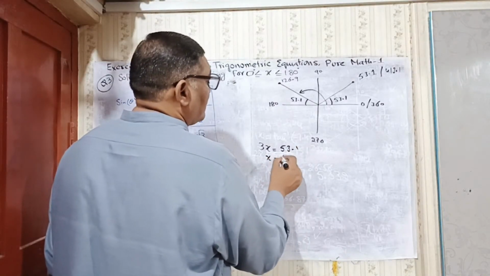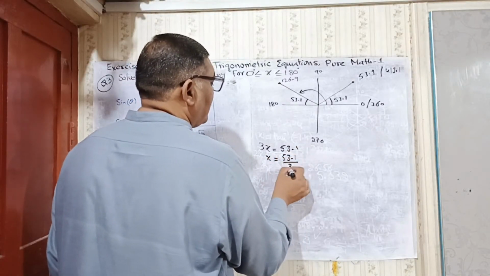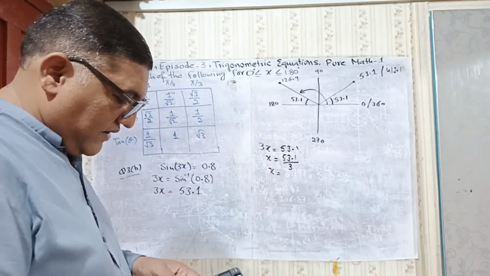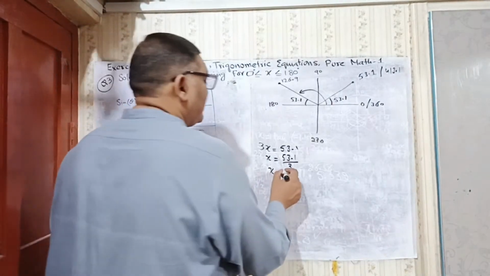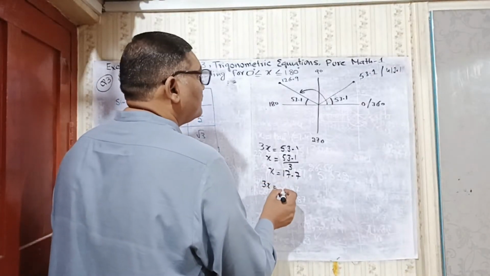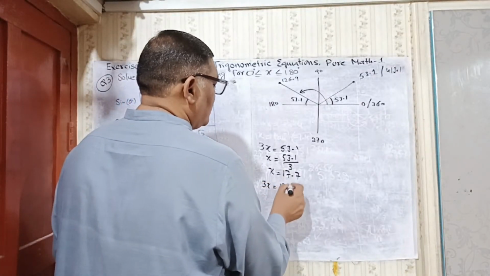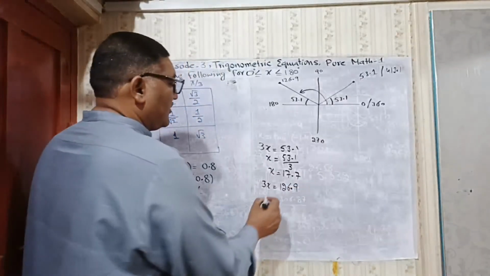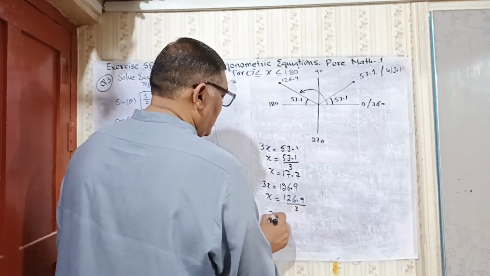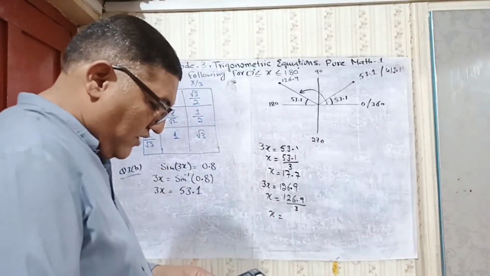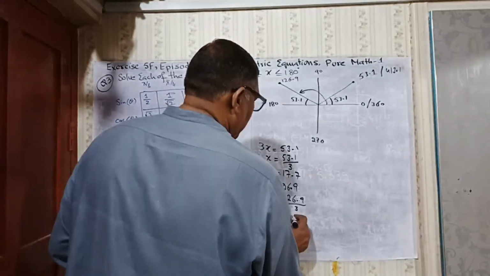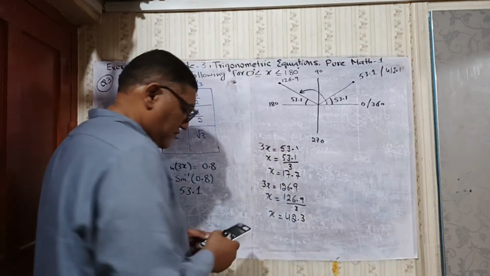So x will be equal to 53.1 divided by 3, which equals 17.7. Another value is 3x equals 126.9, so x will be equal to 126.9 divided by 3, which is 42.3.